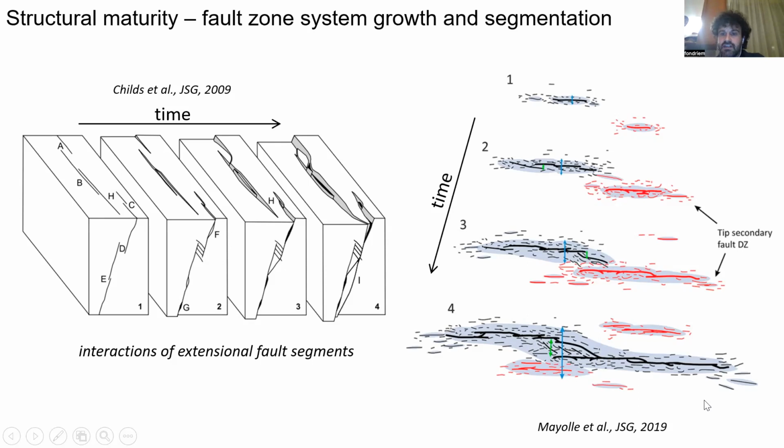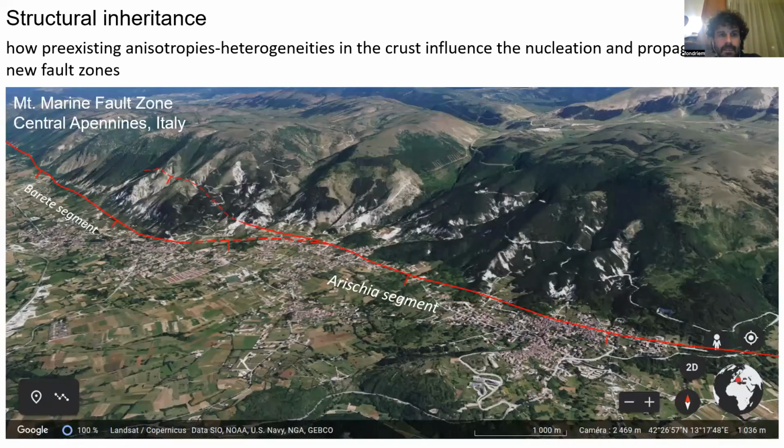So this generates more structural complexity, and clearly an evolution of your fault zone structure in time. So clearly the amount of complexity of your fault zone structure depends on structural maturity and the kind of time step you are in, in the process of growth of your fault zone, of your fault system.